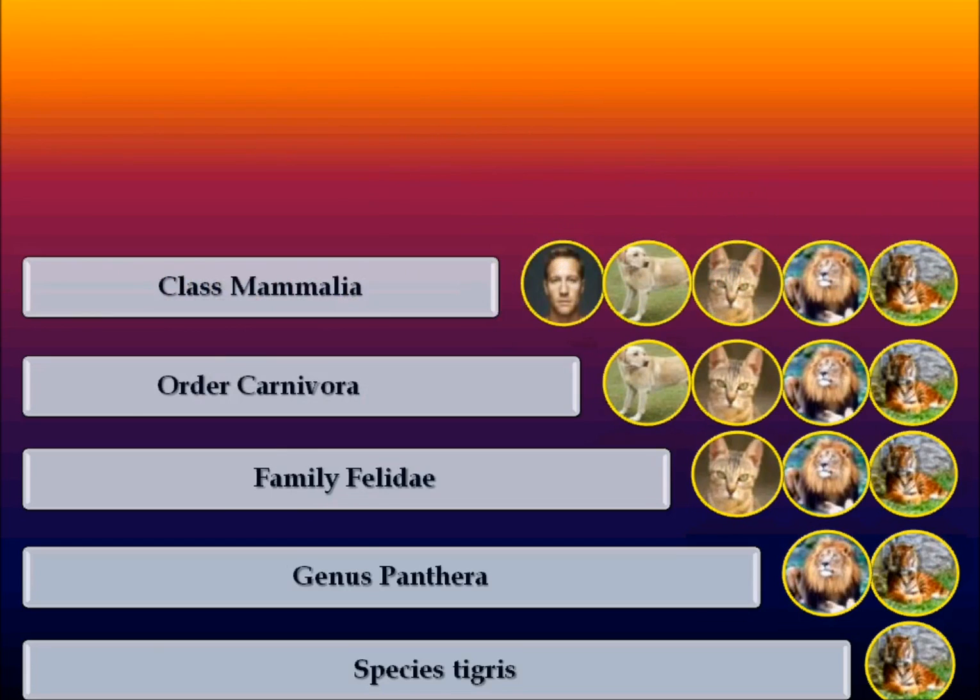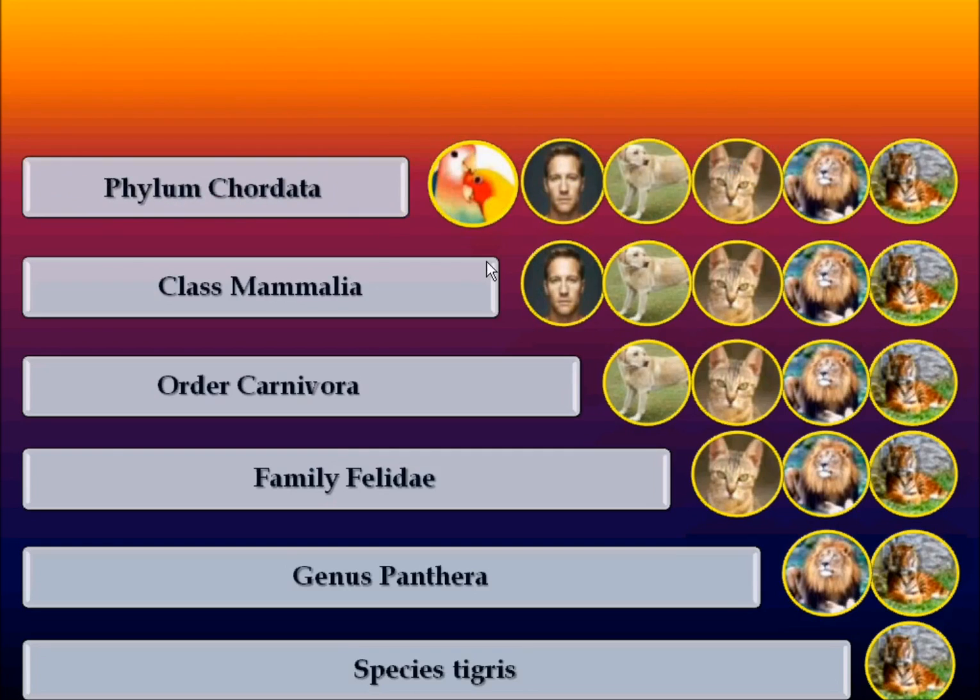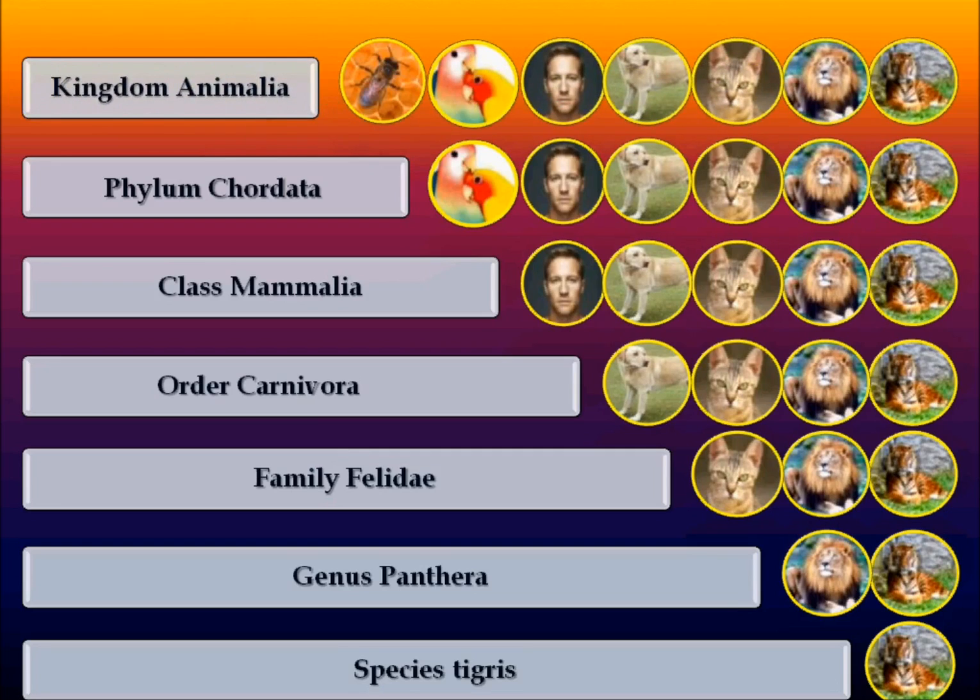And then we have class Mammalia, in which the organisms can produce milk for the young ones. So it includes man also. So then we have phylum Chordata, and all the organisms belonging to phylum Chordata may be having a backbone or a vertebral column. And then finally we have kingdom Animalia, which will include all the animals of the world.